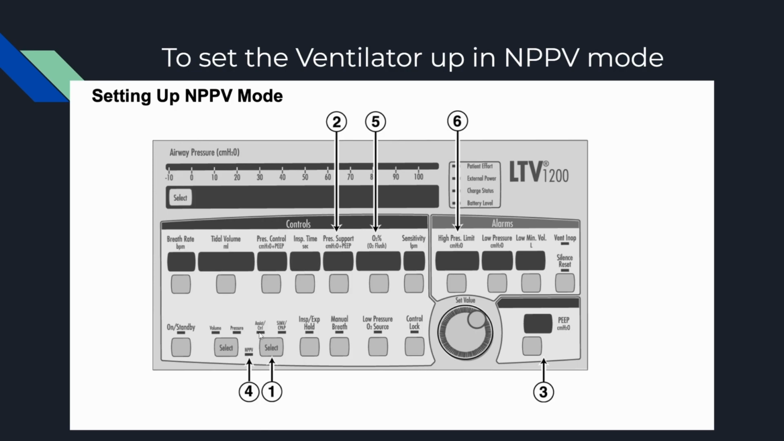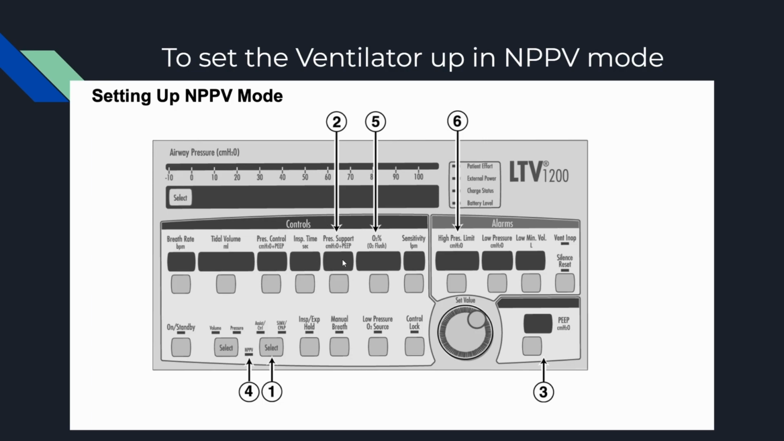It starts in assist control mode. You have to click it twice to get to SIMV. You click it twice more to get over to NPPV. So it is the 3rd mode. Okay. Once you do that, on this screen up here, it's going to say set IPAP. And you set that right here at number 2 under pressure support.